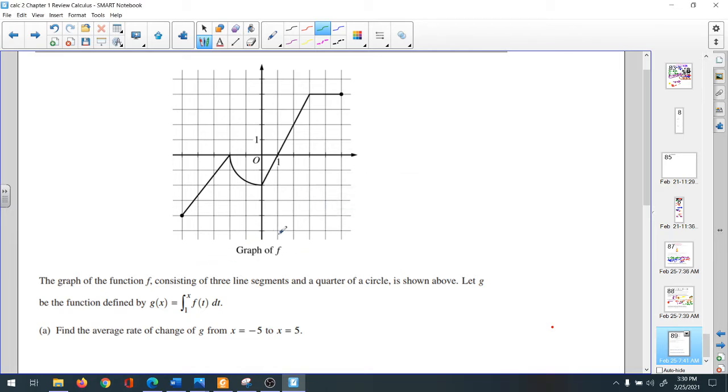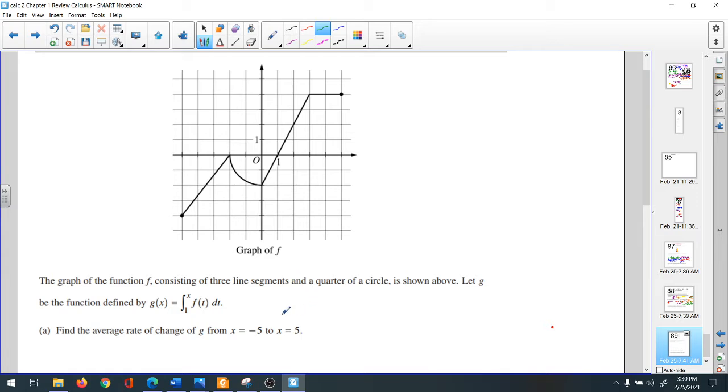This is question 3 in the 2017 College Board AP Calculus AB exam. We want to look at it and answer it, and try to explain it. They give us a graph for function f, and they tell us there is another function g, where g is the integral of function f between 1 and x with respect to t. They want to find the average rate of change of g from -5 to 5.